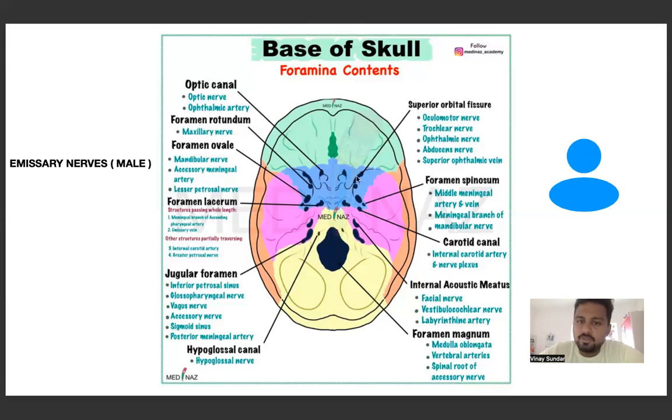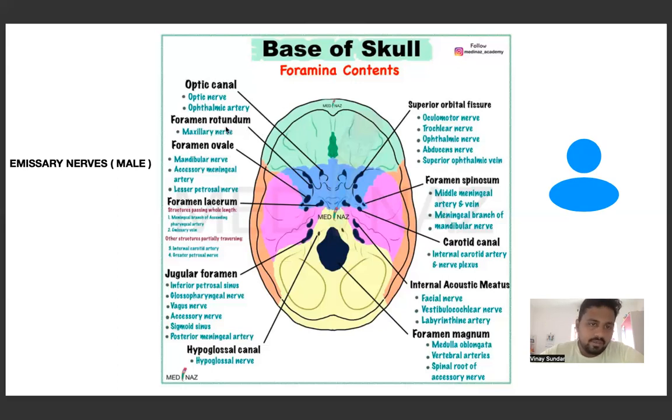So this is the superior orbital fissure here. The structures passing through are the cranial nerves with respect to the extraocular movements, that is the oculomotor, trochlear, and ophthalmic, and you have your abducens nerve, then your superior ophthalmic vein and ophthalmic nerve here. Now, the optic canal: the optic nerve and ophthalmic artery pass through. The optic nerve is another cranial nerve which is necessary for vision.